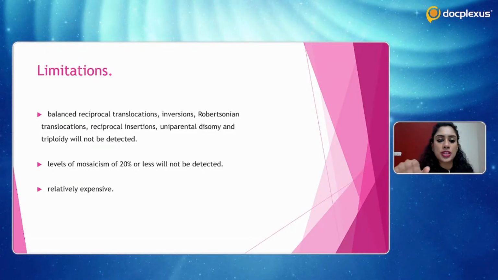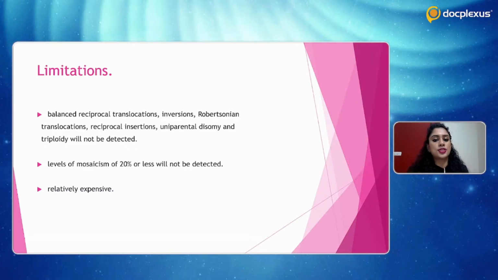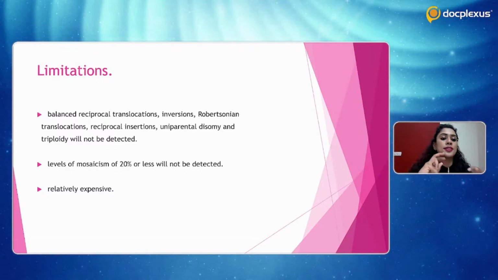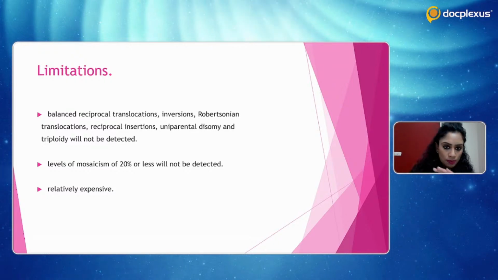And the balanced reciprocal translocations, the inversions, whenever there is balance, there is no addition or deletion. Balanced translocations, inversions, Robertsonian translocations, reciprocal insertions, uniparental disomy, and triploidy cannot be detected because there are no additions or subtractions of the genes. It's all balanced.